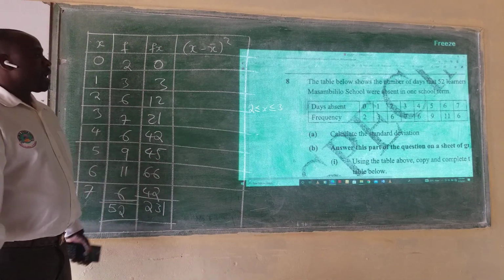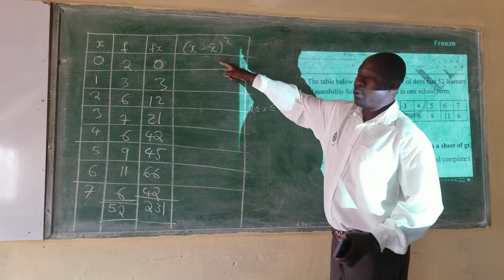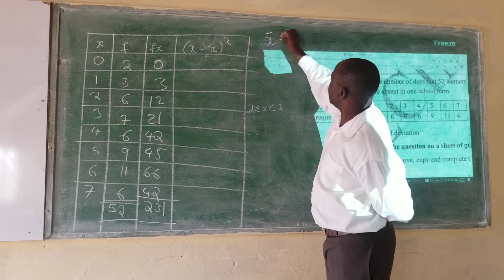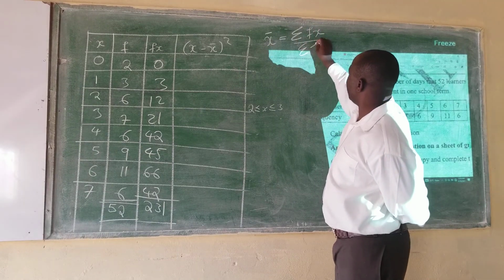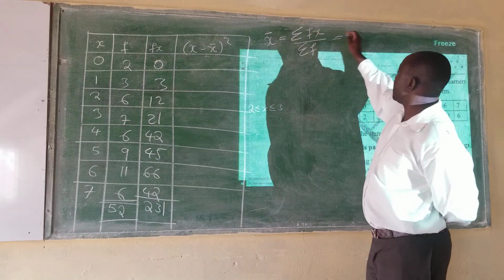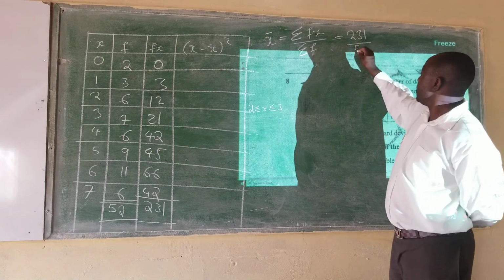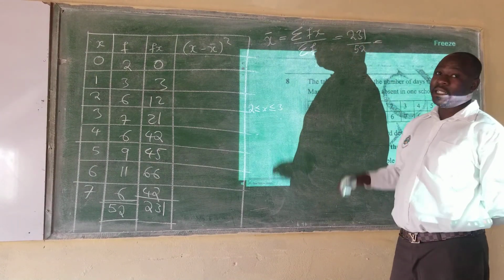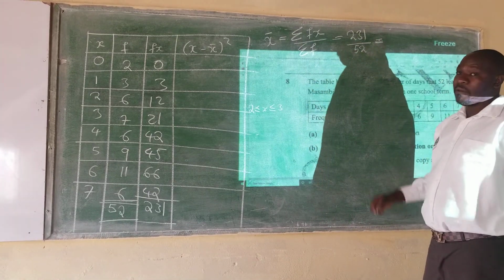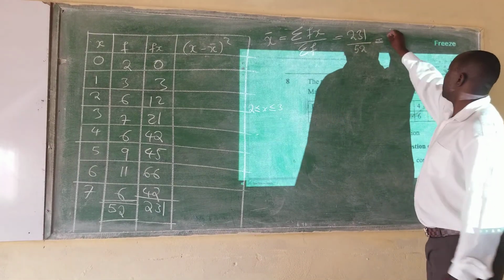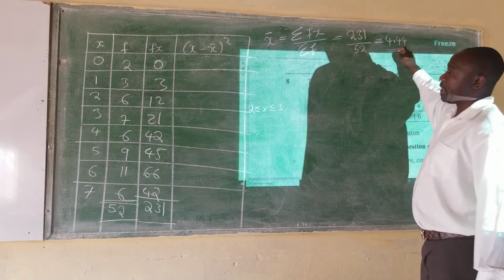Now, to find the x bar, this one here, x bar is found by summation of fx divided by summation of frequency. Meaning summation of fx, which we just got to be 231, then divide this one by the summation of frequency, which is 52. So when we divide 231 divided by 52, what value are we getting? 4.44. So this is our x bar.